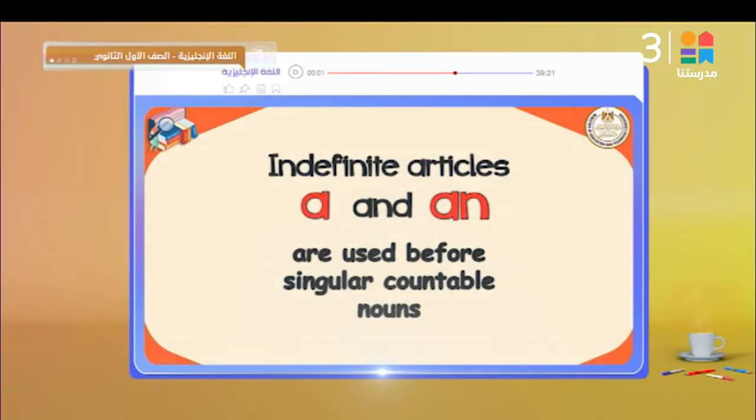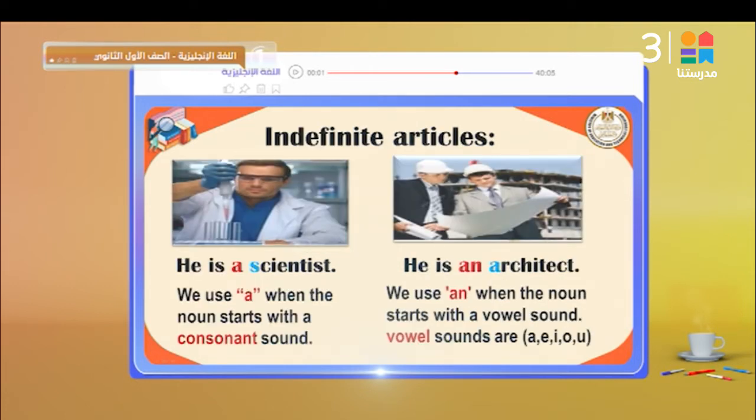The indefinite article a or an is used before singular countable nouns. So they must be singular and they must be countable. Look at this example. He is a scientist. We use a in front of the word scientist because it starts with a consonant. It starts with the letter S, so we say he is a scientist.